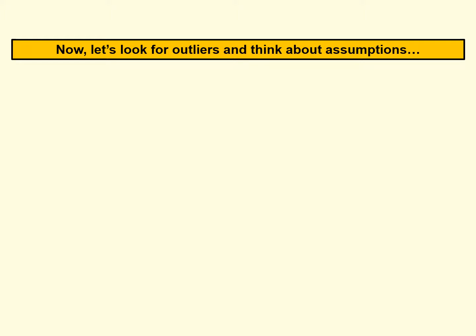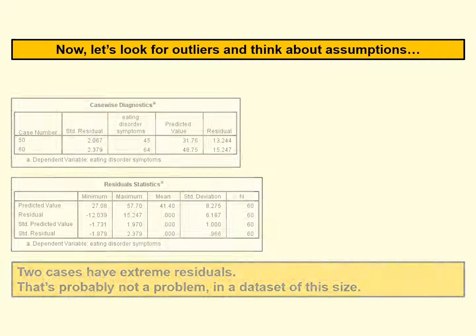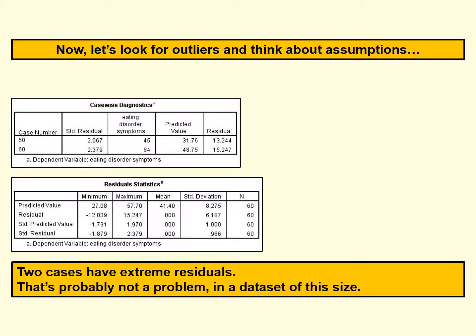Hopefully that all makes sense to you, but just to round out this presentation, let's get some more practice looking for things like outliers and thinking about assumptions, like we should always be doing. If you asked for them, which you probably should have, you could ask for some case-wise diagnostics, looking for cases that have extreme values in terms of their residuals, or you could just save out values of residuals and standardized residuals and then just sort through the data set to see them yourself. And here you can see there are two cases that have fairly large standardized residuals.